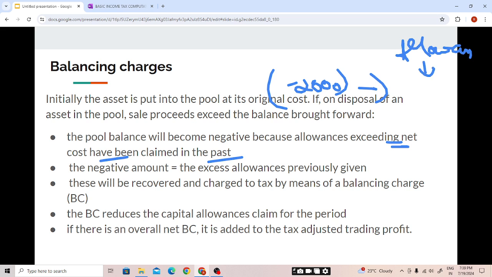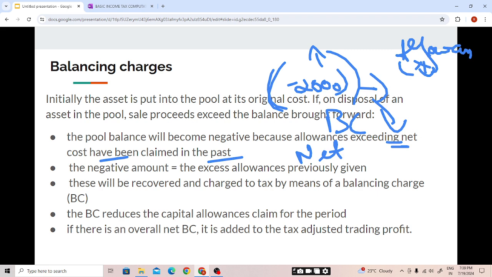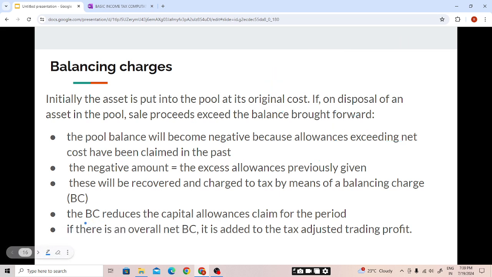If we have other capital allowances, if the balancing charge is net and we do not have any other allowances, this figure will be added to the tax adjusted trading profit, because this will be an income. And the income needs to be taxed. The BC reduces the capital allowance claim for the period. If there is an overall net BC, it is added to the tax adjusted trading profit. I hope this is clear.